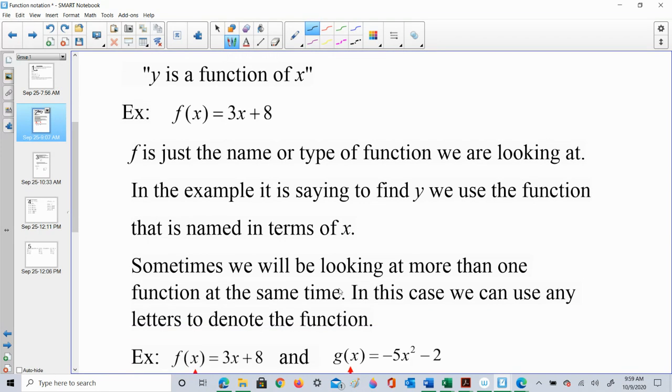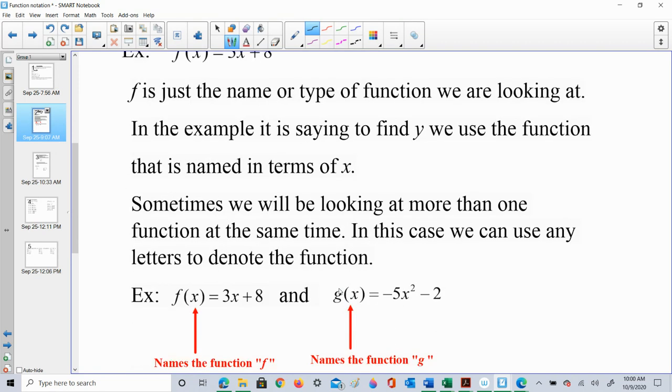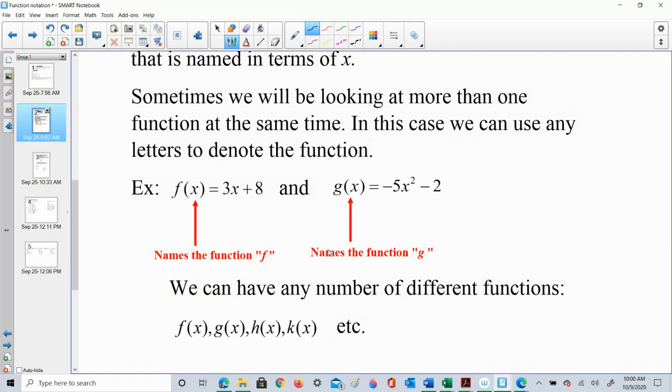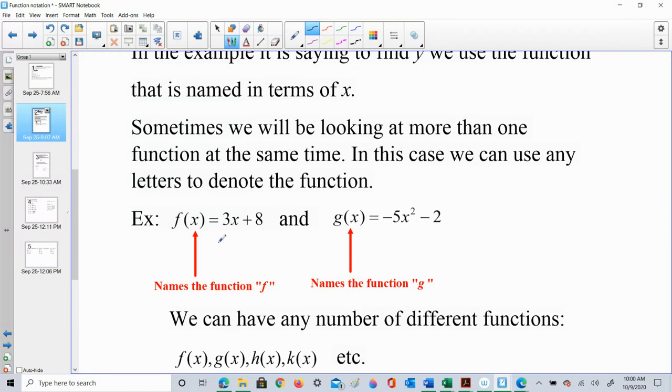Sometimes we'll be looking at more than one function at the same time. In this case, we can use any other letters, right? They're not always going to be f of x. We can have g of x, where g of x is some other function. Any number of functions, f of x, g of x, h of x, k of x, etc. Just means that if we have two different things we're looking at the same time, we have to call them something different. They both can't be f.